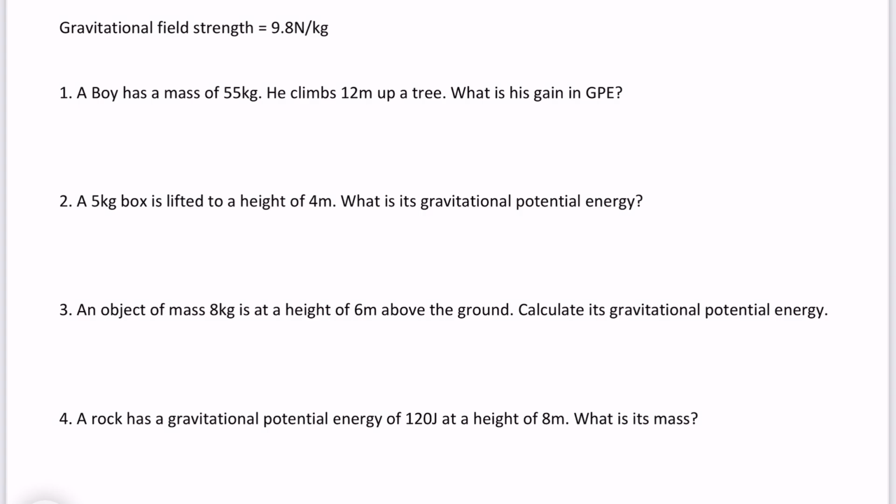Hi there, let's talk about gravitational potential energy today. Gravitational potential energy equals the mass times the height times the gravitational field strength, as it says on the left-hand side. That's the gravitational field strength on Earth. If we have any other planet, then they have their own gravitational field strength.